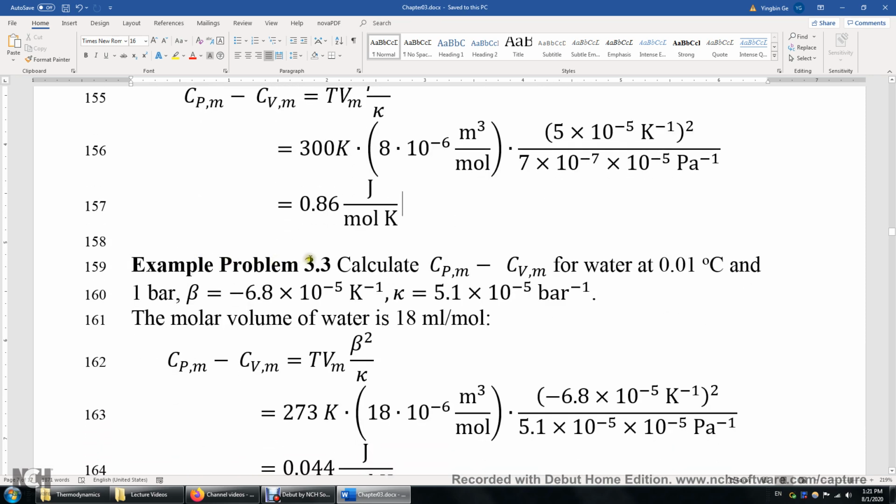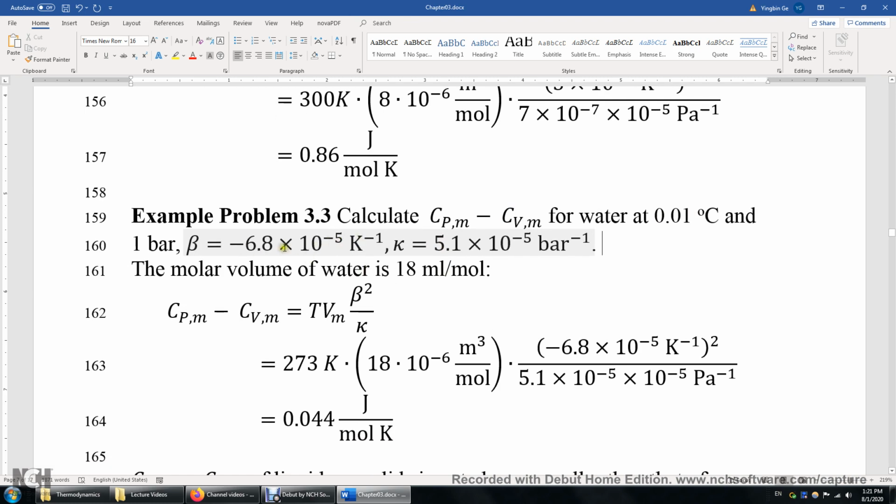Now another example problem for water. Let's look at water at a low temperature. This is 0.01 degrees Celsius. And if we look at the value of beta and kappa, you'll realize that beta is negative. Beta is always positive with one exception, that's water, between 0 and 4 degrees Celsius. However, we see beta squared here, so it doesn't really matter. Cpm is still greater than Cvm.